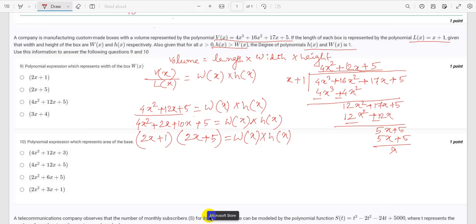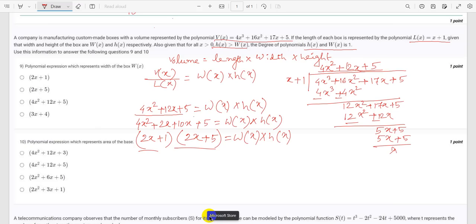So we get two factors here, 2x plus 1 and 2x plus 5. Between these two factors, one is our width polynomial and the other one is the polynomial of height. To choose which one represents the width, we have to use this condition given here: h(x) greater than w(x) for all x greater than or equal to 0. Height is greater than width.